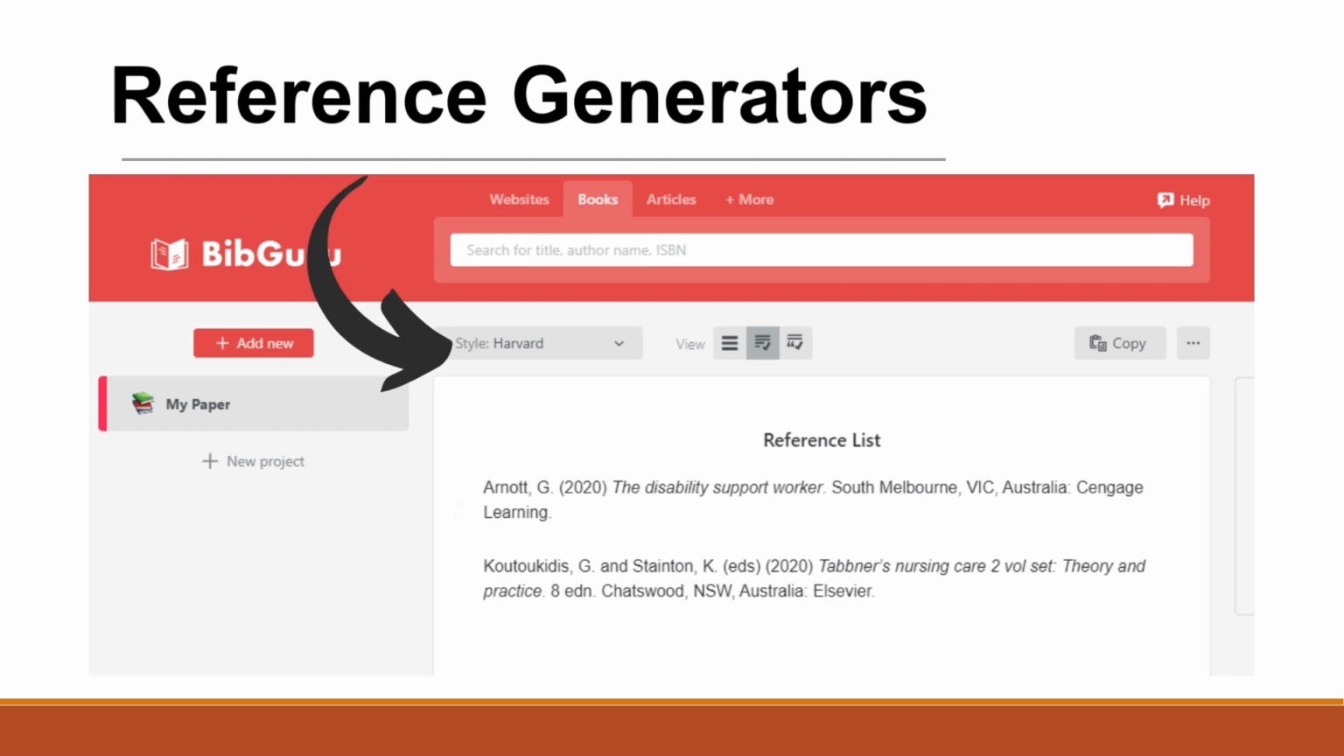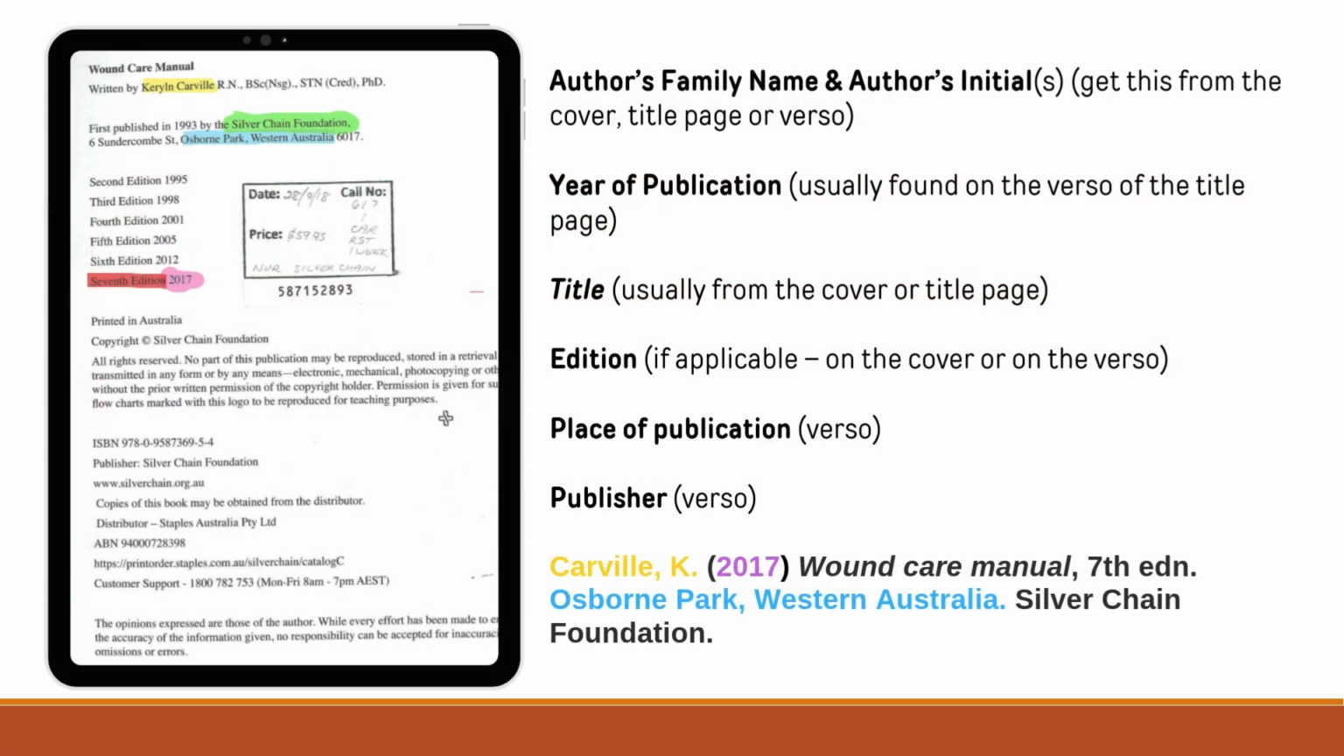When referencing a physical book, you'll find most of the necessary details on the page following the title page, known as the verso. This page typically includes the author's name, publication year, book title, edition, place of publication, and the publisher.